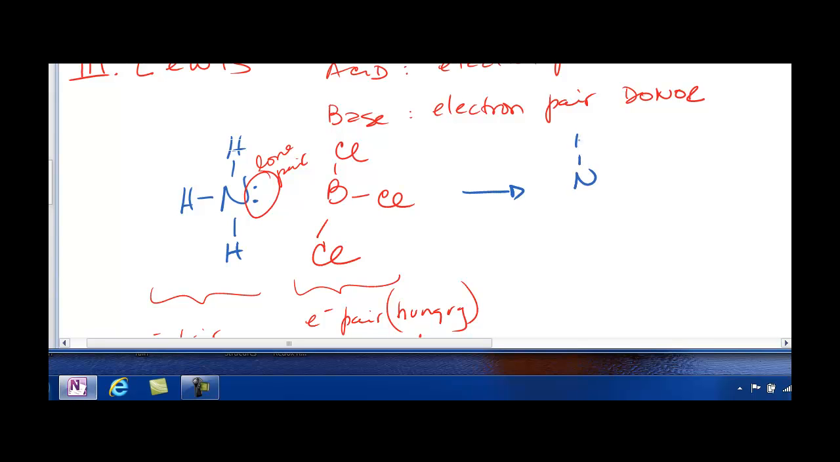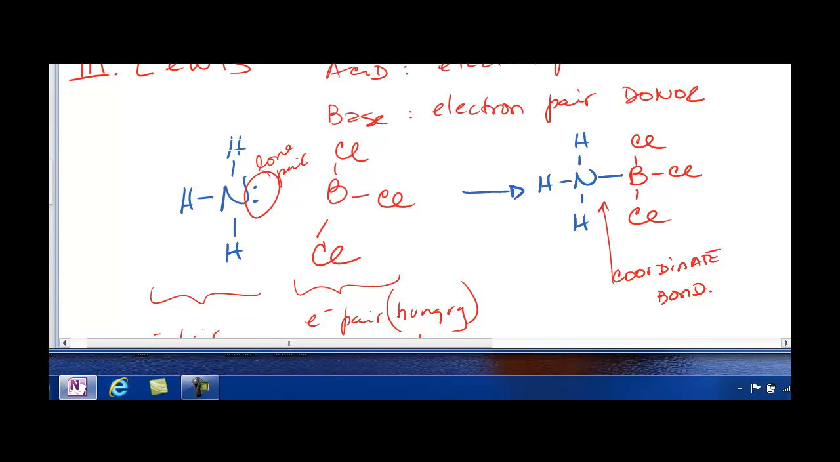And when they react, products are formed. And the N that only used to have three hydrogens bonded to it is now going to have a coordinate bond. We remember what coordinate bonds were. It's a bond, an electron pair that's being shared between two elements, but it's donated by one of the elements. So that right there is a coordinate bond. There is no water in sight. This is not requiring water to be around.